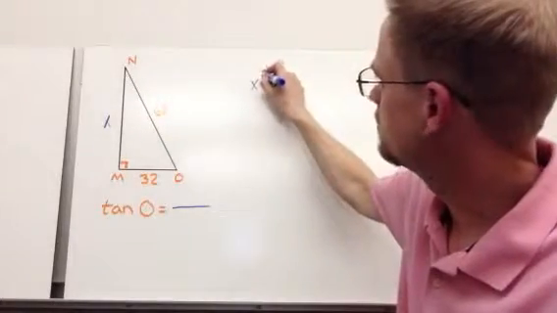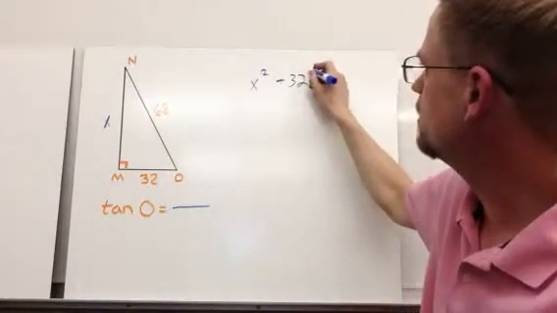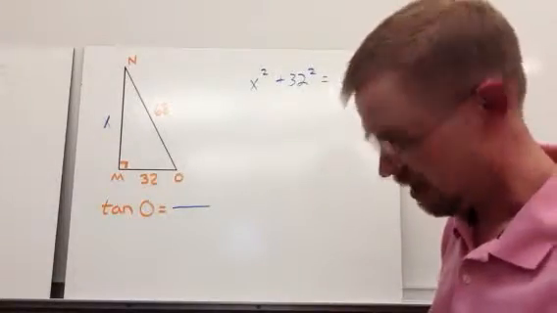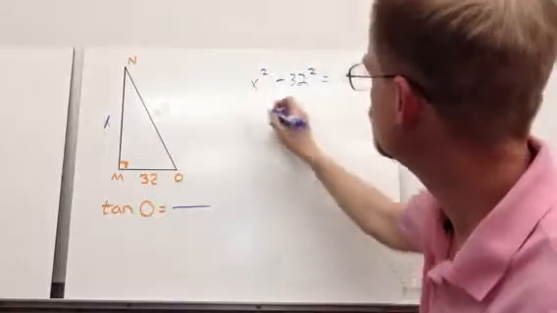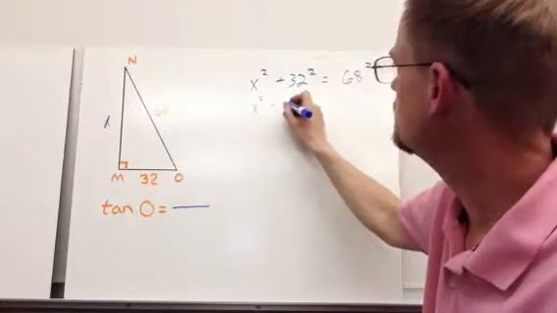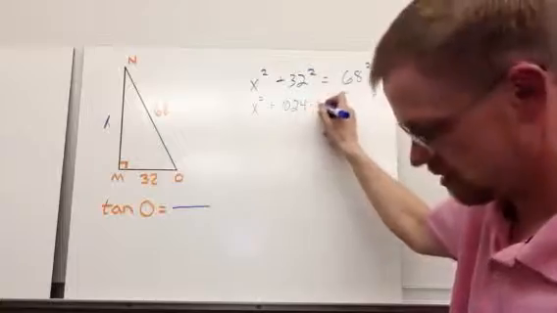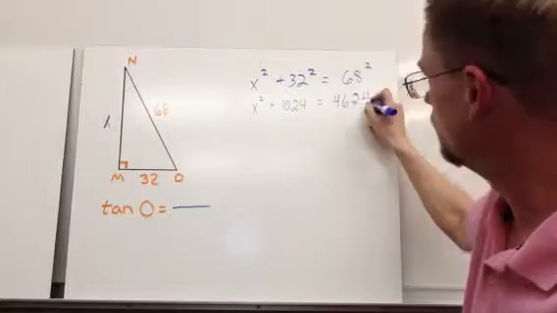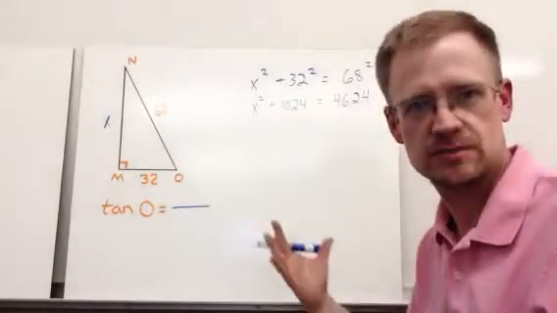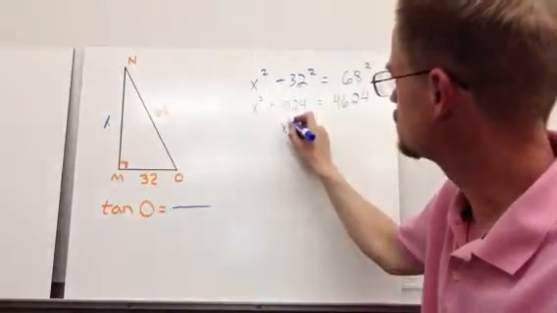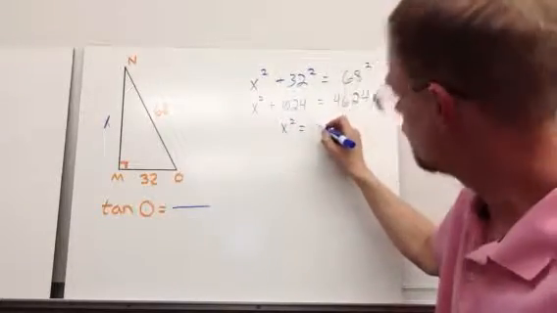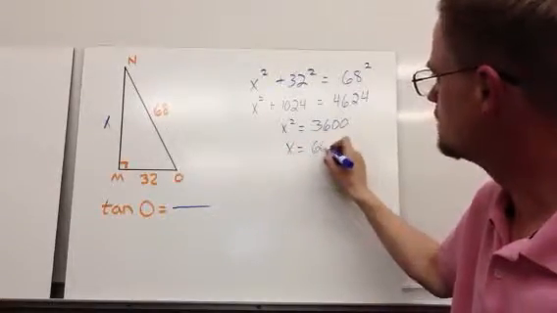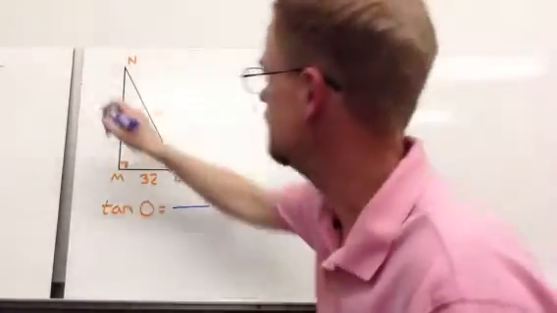So, x squared plus 32 squared is going to equal 68 squared. Now I did some of this on the calculator ahead of time. 32 squared is 1,024, and 68 squared is 4,624. Now we do our basic algebra. At this point, again, we're back to algebra 1. X squared is going to equal 3,600, so x is going to equal 60. We now know our other side.